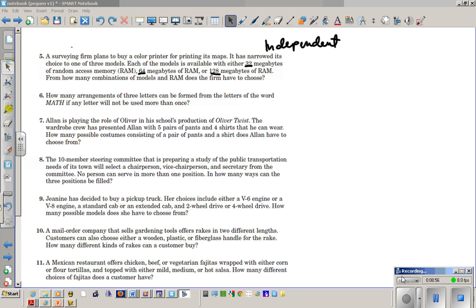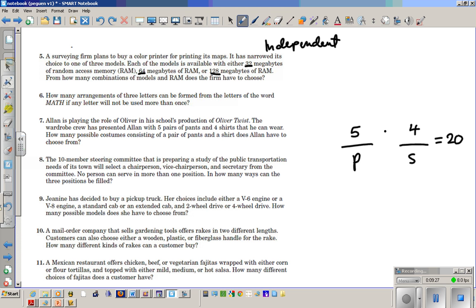Number 7, it says Alan is playing the role of Oliver in his school's production of Oliver Twist. The wardrobe crew has presented Alan with 5 pairs of pants and 4 shirts that he can wear. How many possible costumes consisting of a pair of pants and a shirt does Alan have to choose from? So we have 2 spots here. We have the pants spot and the shirt spot. How many pants can he choose from? 5. How many shirts can he choose from? 4. 5 times 4, 20. Okay? All right, let's look at number 8.